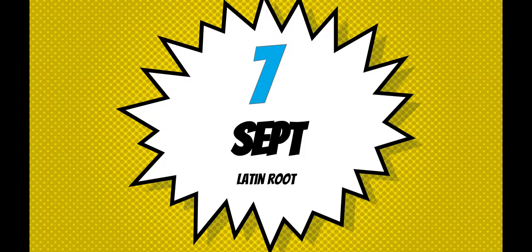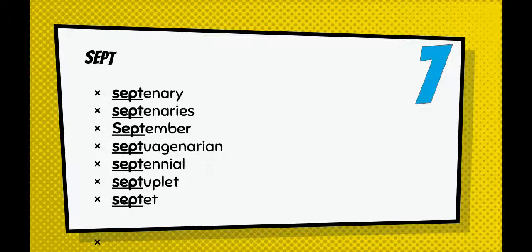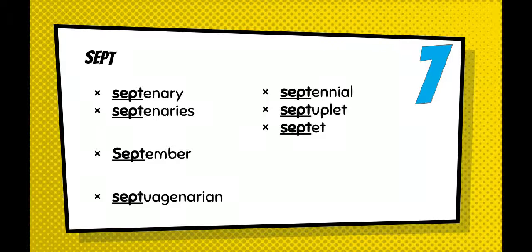Sept is a Latin root that means 7, and your words are septenary, septenaries, September, septuagenarian, septennial, septuplet, and septet. Septenary and septenaries are related because septenaries is the plural form of septenary. So if you look between the words, for septenaries, you're going to change the Y to an I and add ES. That's something that we've talked about.